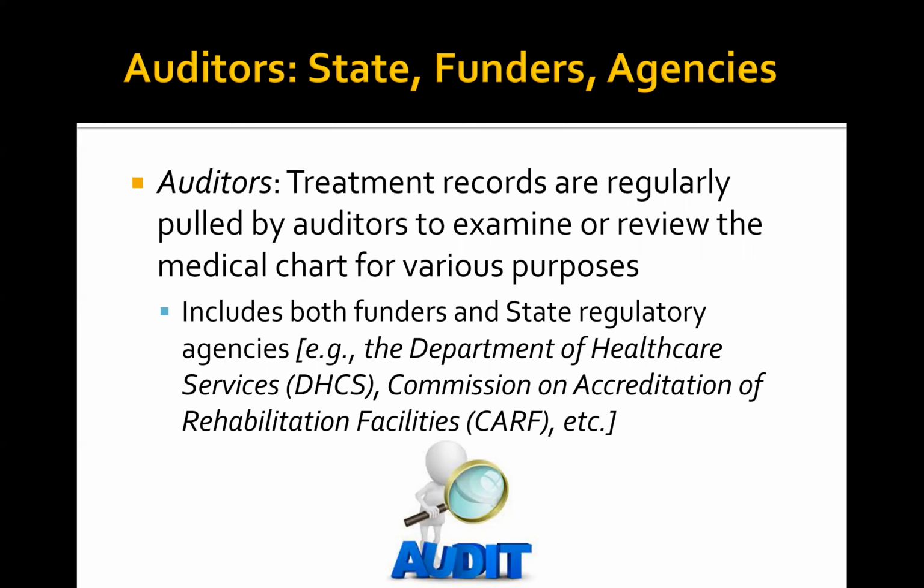So auditors include funders. So public-private health insurance companies have auditors that want to see the records. Here again, typically for purposes of payment. But it also includes state regulatory agencies. So like the Department of Healthcare Services, CARF, which is the Commission on Accreditation of Rehabilitation Facilities. JCAHO is another one of these accrediting bodies. So these are regulatory agencies that are going to pull records, again, typically to address certification and licensing purposes.